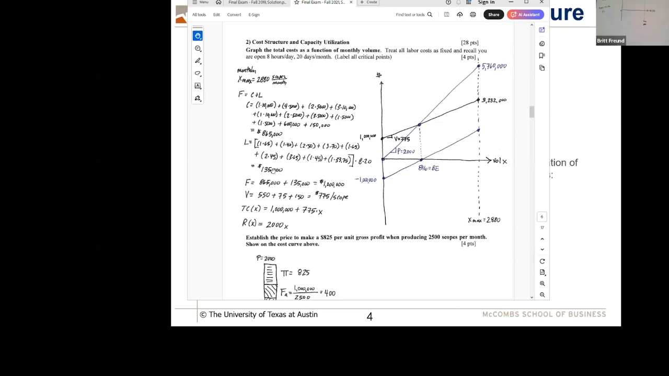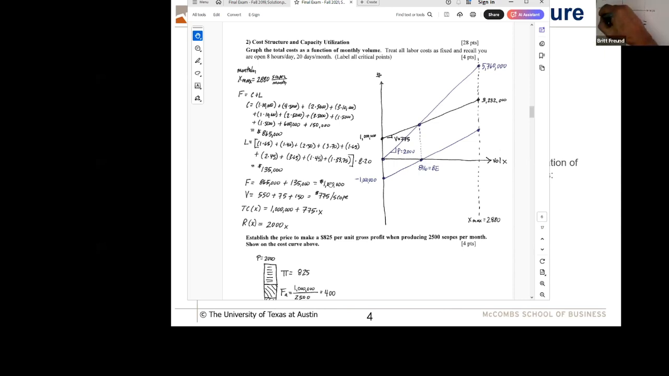But if I sum the 865 and the 135 together, I found out my fixed costs are $1 million. So my fixed costs are $1 million. It costs me $1 million to keep my doors open in a month. I've got to pay that no matter what volume I do.